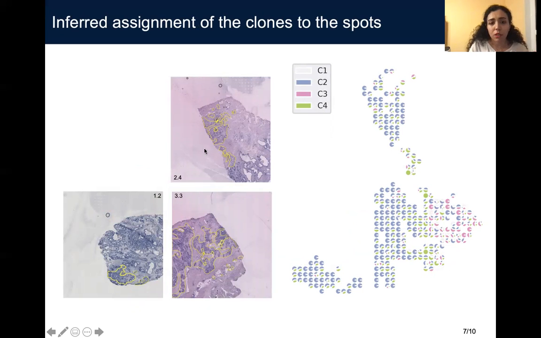On the left hand side you can see the H&E images. The pathologist actually annotated the cancerous part of the H&E images, and we only applied our model on these annotated parts, and we get these results. And on the left hand side, each spot is represented by a pie chart which is showing the composition of the clones in each spot.